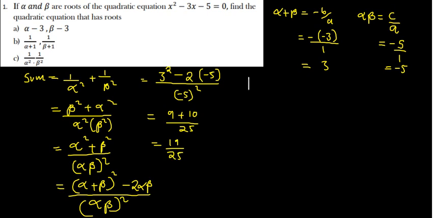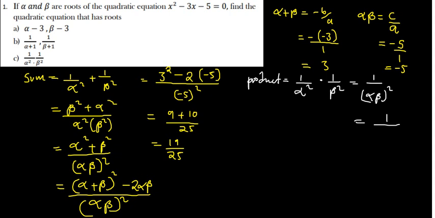Now we find the product. So the product is going to be 1 over alpha squared multiplied by 1 over beta squared. And this is the same as 1 over, if we multiply alpha squared and beta squared, is the same as getting alpha beta with a squared there. So this is going to be 1 divided by, we know alpha beta is negative 5. So we're going to square this, and that is going to give us 1 divided by 25.